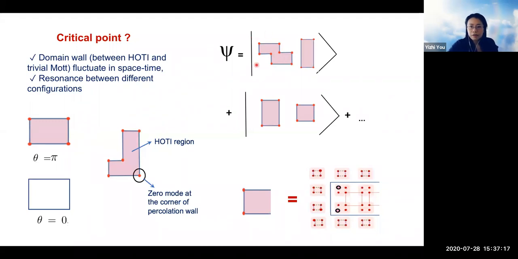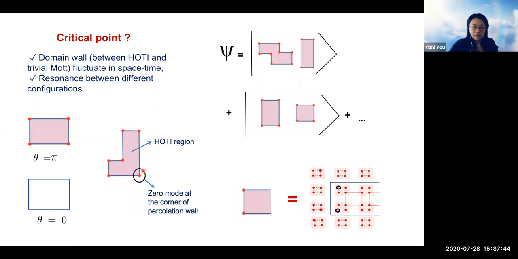So the ground state wave function can be regarded as a domain wall configuration, where the domain wall separates the higher order topological insulator with theta equal pi, and the white regime where theta equals 0. And at the quantum critical region, the ground state wave function is actually a superposition of all possible domain walls which separate the theta equal pi and theta equals 0 regions. Then the question is, what happens at these domain walls?